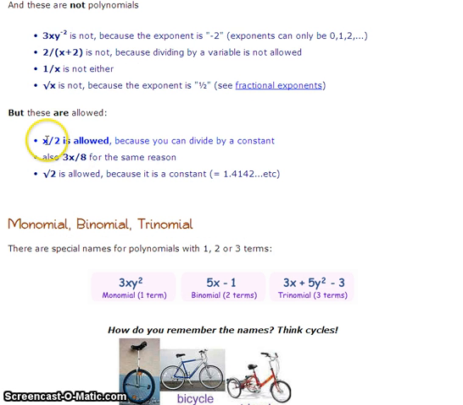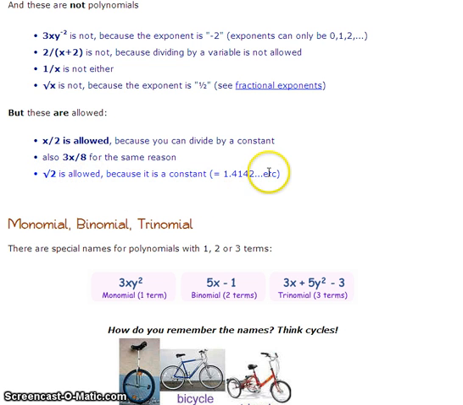X divided by 2, you can take the variable and divide it by a constant, and this is a polynomial. You can also multiply a variable by a constant and divide by a constant, and this would be a polynomial because I'm still dividing by a constant and not a variable. Square root of 2 is allowed because it is a constant. I'll get a positive integer or a mixed number for the square root of 2, so this would be classified as a polynomial.